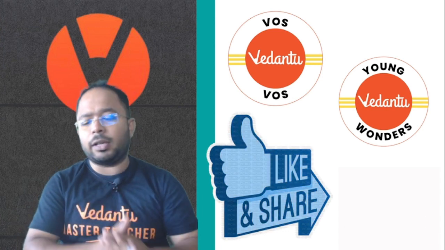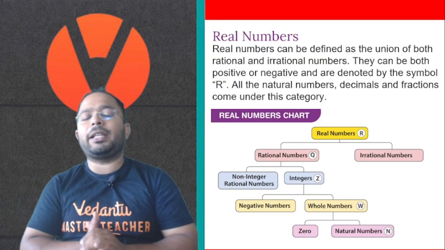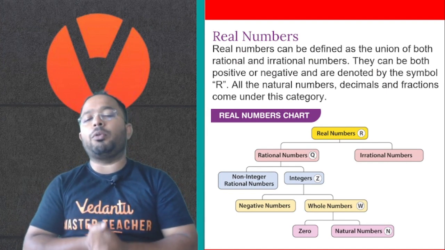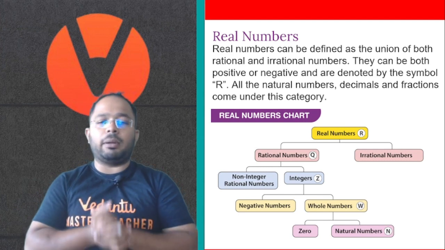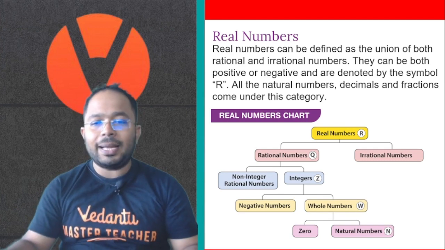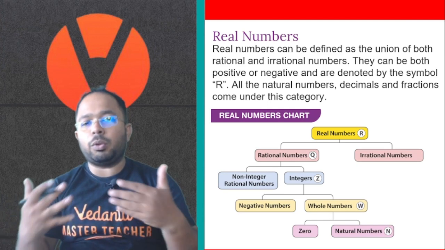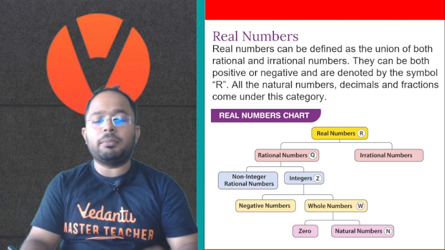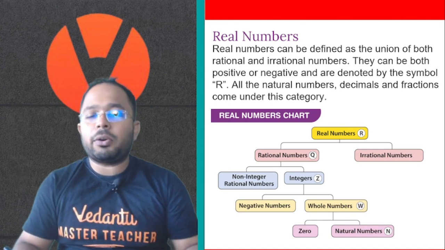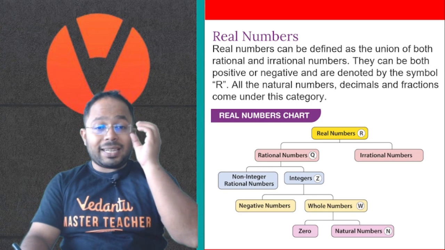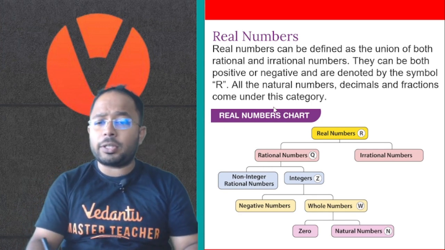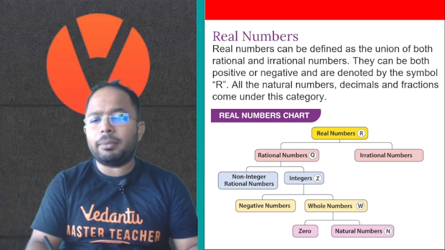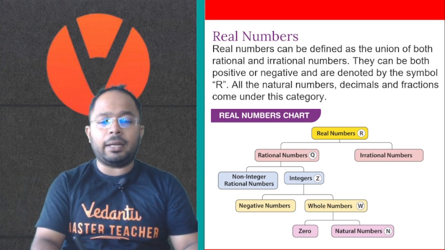ठीक है, तो सबसे पहले समझ लेते हैं real numbers. Real numbers can be defined as the union of both rational and irrational numbers. तो real numbers क्या होते हैं? It's a union, दो चीजों का जोड़. किन चीजों का? एक रैशनल और एक इरैशनल. अब रैशनल नंबर्स क्या होते हैं, इरैशनल नंबर्स क्या होते हैं? These rational and irrational numbers can be positive or negative. इन दोनों के कॉम्बिनेशन को रियल नंबर कहते हैं and it's denoted by the letter R.